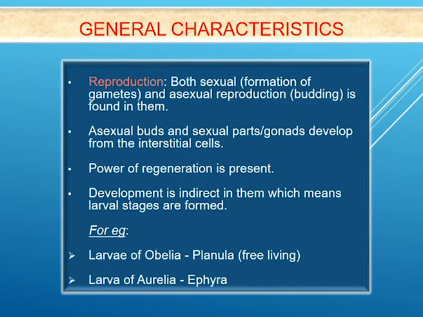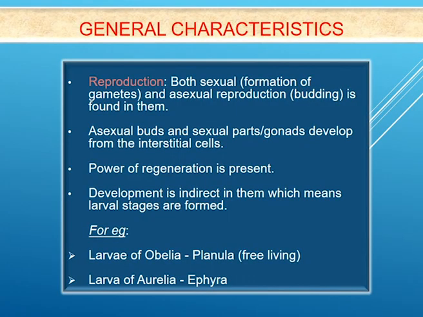When we see the reproduction in coelenterates, we find both sexual and asexual reproduction. In sexual reproduction, there is formation of gametes, and in asexual reproduction we find budding, which is often found in organisms which are stationary, and they often reproduce by budding, which is a form of asexual reproduction. Asexual buds are released, and then when they are freely floating, they give rise to another organism.